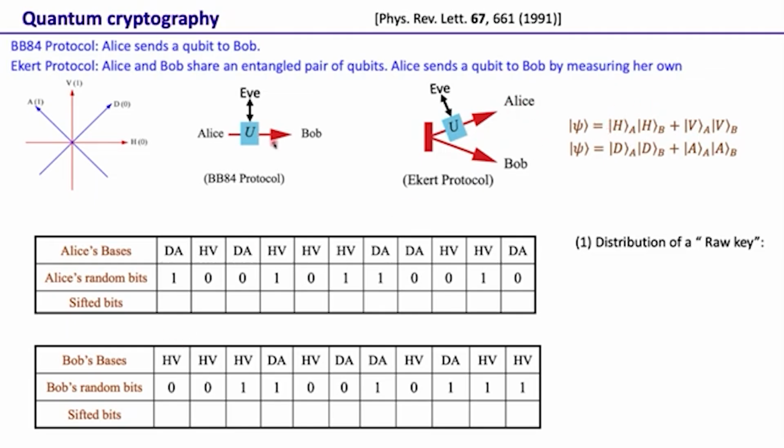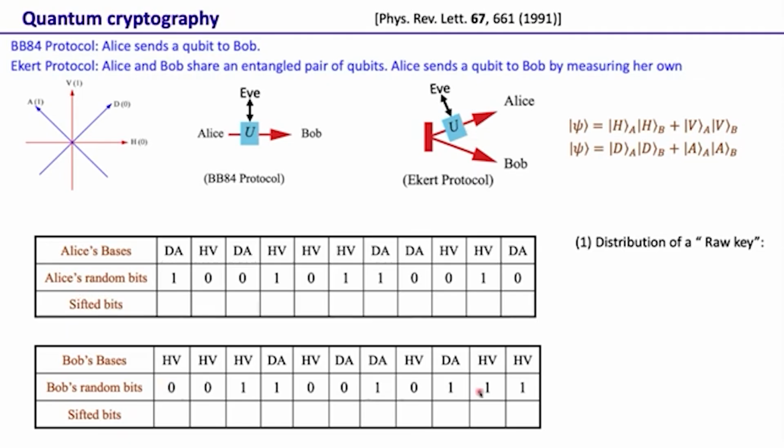Now when Bob receives the photon, Bob also makes a random choice of basis, because Bob has no idea which basis Alice has prepared the photon in. So Bob will also choose his basis randomly. Let's say these are the bases chosen by Bob, and these are the bits that Bob obtained. So this is called the distribution of a raw key. Of course Bob has no idea what basis Alice prepared her photon in, or what bits were sent, but Bob chooses his basis randomly, and these are the bits that Bob obtained.